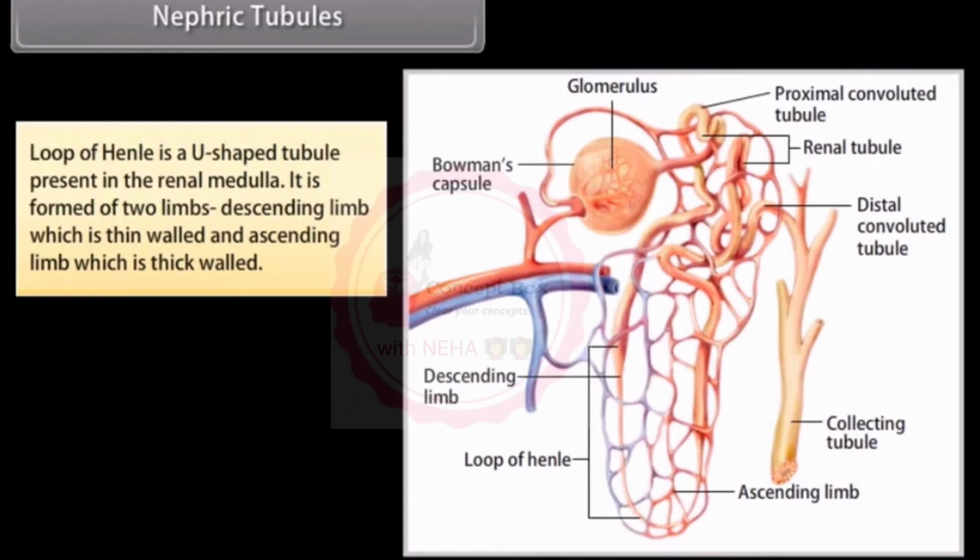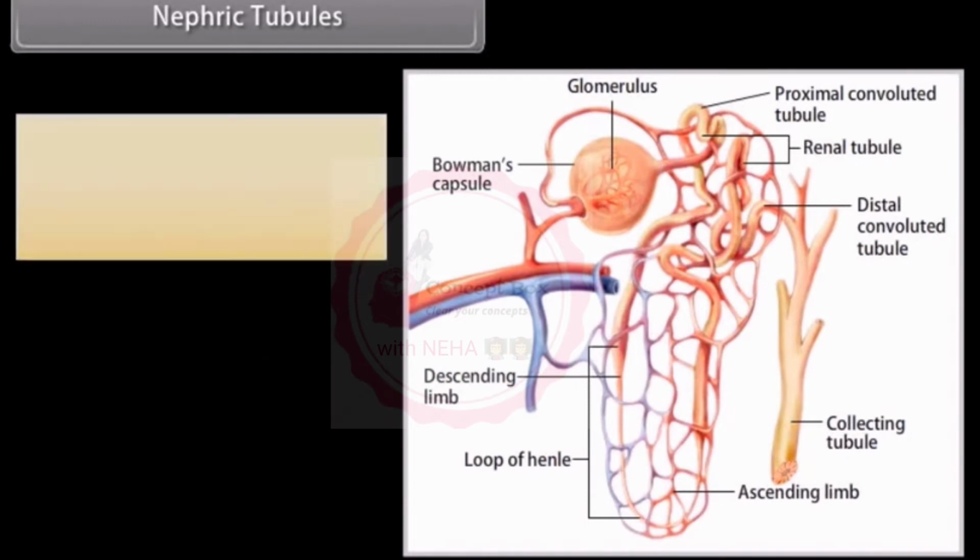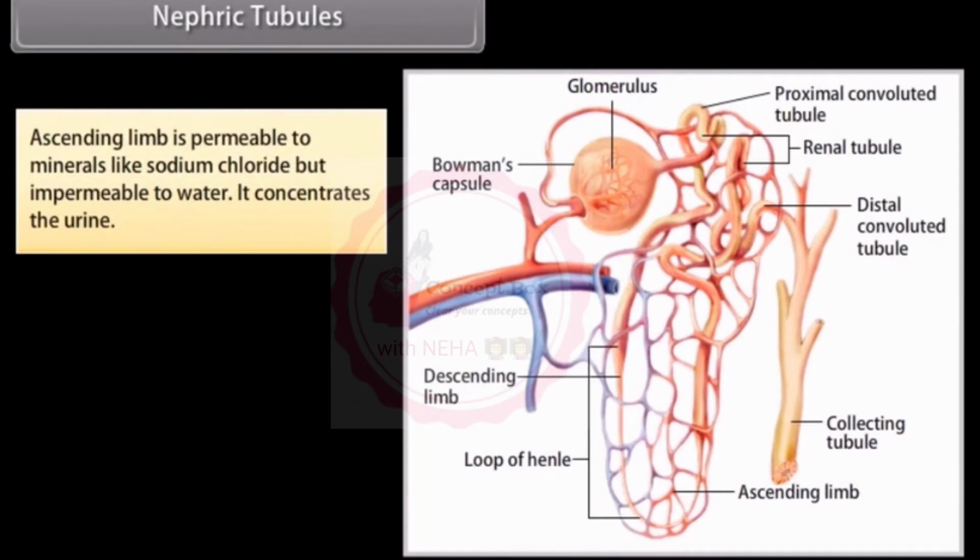It is formed of two limbs, the descending limb which is thin-walled and the ascending limb which is thick-walled. The descending limb is permeable to water but impermeable to minerals like sodium chloride. The ascending limb is permeable to minerals like sodium chloride but impermeable to water. It concentrates the urine.